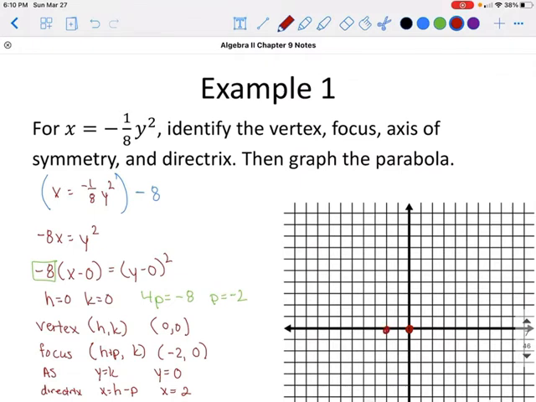Our axis of symmetry should always go through our focus and our vertex. And our directrix is a positive 2. You're going to start at your vertex, go towards your focus, away from your directrix, and you want to make it symmetric about your axis of symmetry.